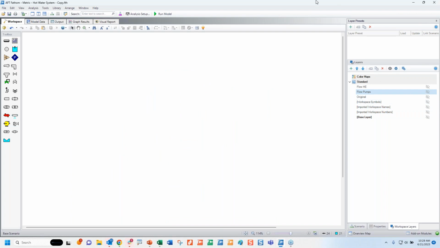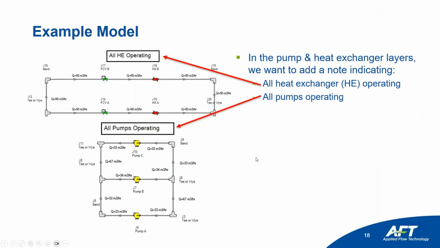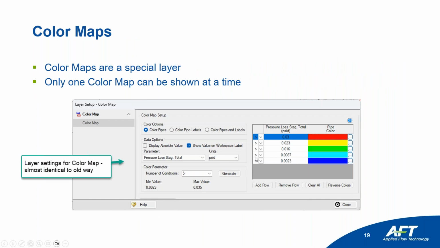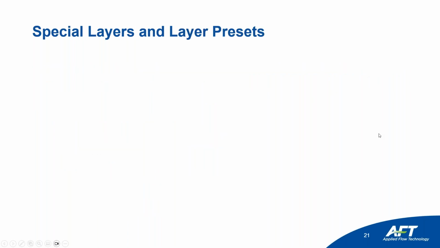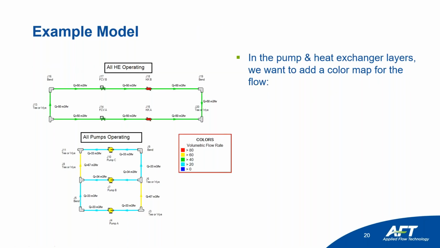And now let's see what we want to show. Color maps. Color maps are a special layer. Only one color map can be shown at all times. Okay? So in the pump and heat exchangers, we want to add a color map for the flow. So let's do that.